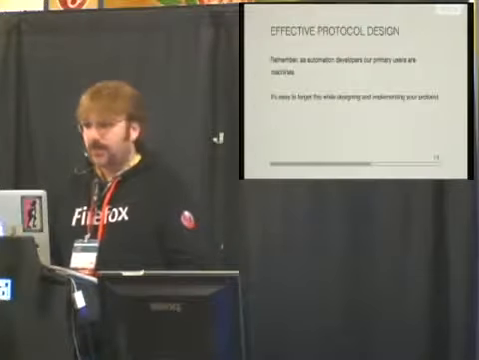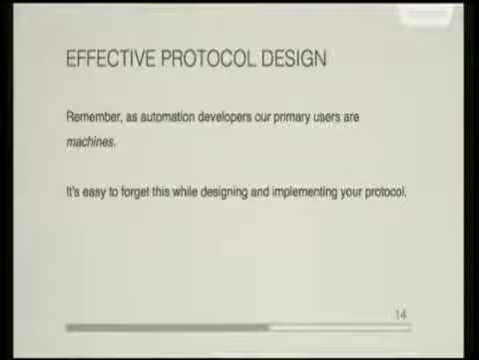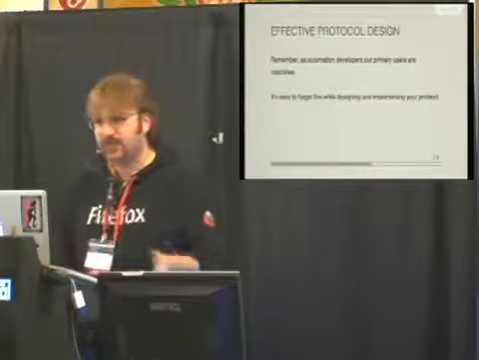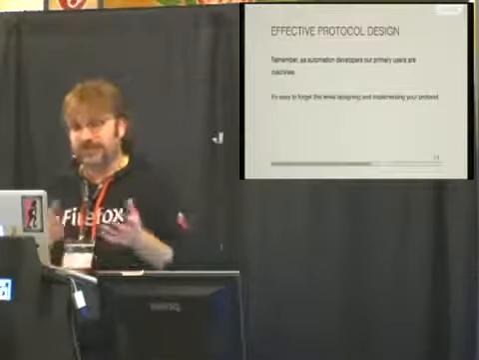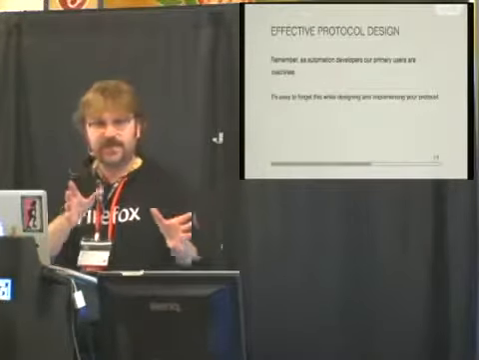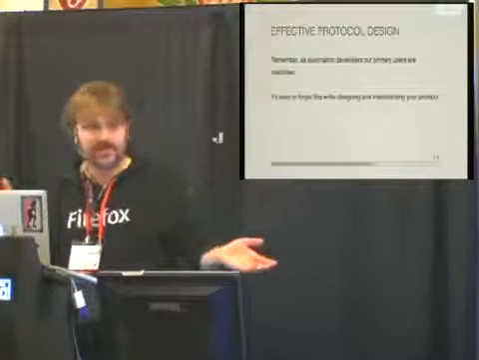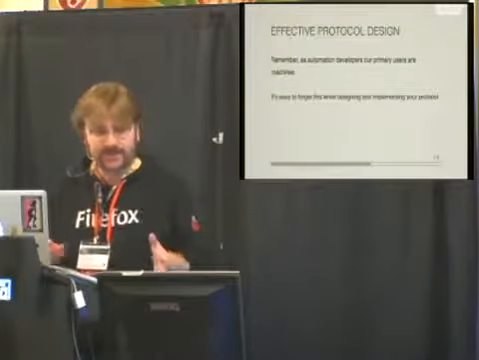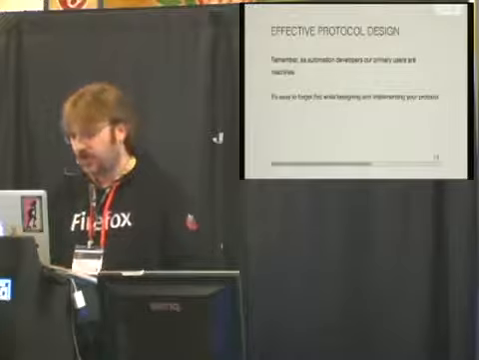Third part of the whirlwind tour of network programming for automation. Design effective protocols. Now, something that seems obvious, but isn't necessarily, is that as automation developers, our primary users of our clients and servers are other machines, not people. We might be using them to test it out, but the whole goal of automation is that it's hands-off. So it's easy to forget this while you're designing and implementing your protocol.